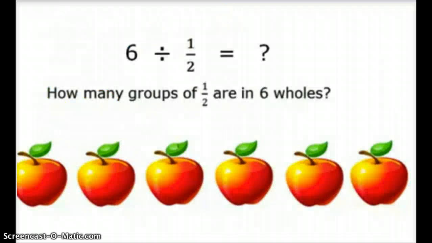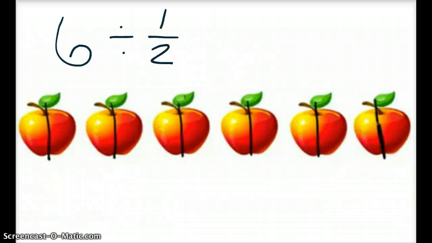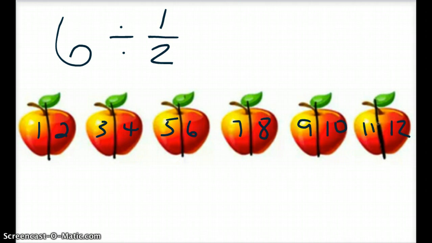Okay. The next one, if I'm going to divide a whole number by a fraction: how many groups of a half are in 6 wholes? So you've got your 6 wholes right here. We're going to split those into halves. So I've got 1 half, 2 halves, 3 halves, 4 halves, 5 halves, 6 halves, 7 halves, 8 halves, 9 halves, 10 halves, 11 halves, and 12 halves. So if I divide 6 into halves, then I have a total of 12 halves. So 6 divided by a half equals 12.